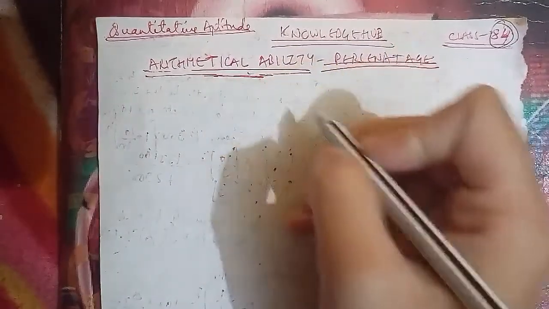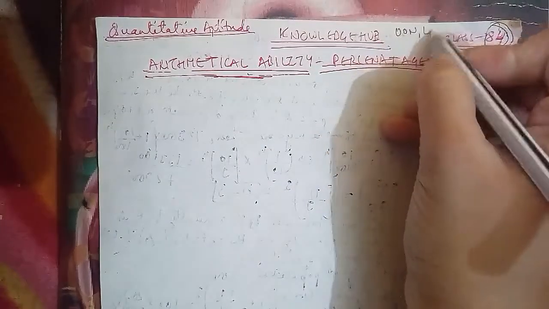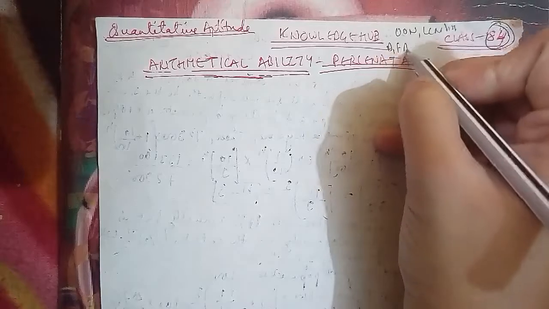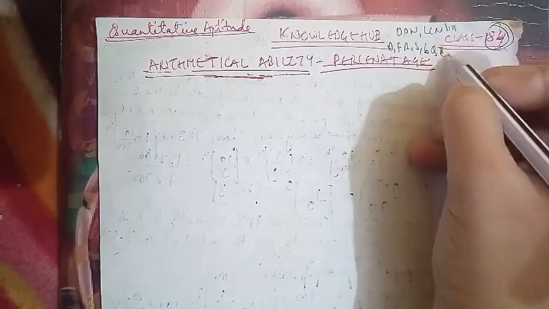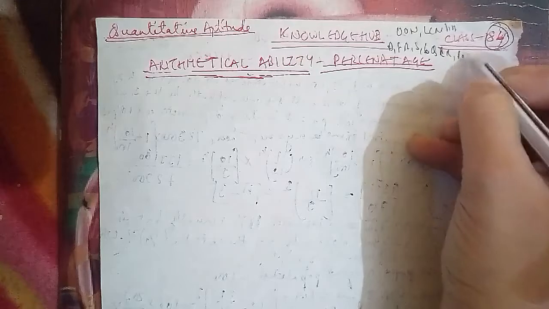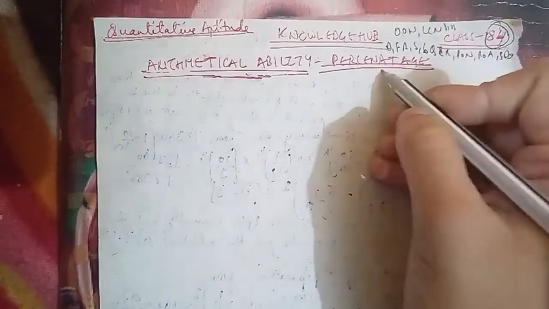In quantitative aptitude, we had started with arithmetical ability. In that, we had done operations on numbers, LCM and HCF of numbers, decimal fractions, averages, simplifications, square roots, and cube roots. Then we had done problems on numbers, problems on ages, surds, and indices as well. And now we are dealing with the 10th topic, which is percentage.